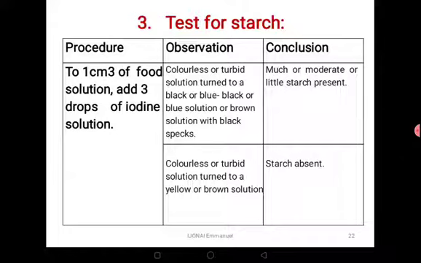I want you to rewrite these tests in your summary book. Write the test for reducing sugars, for non-reducing sugars, and for starch in your book. Write the test procedure, the possible observation, and the possible conclusions or deductions. And then you send me that summary, I would want to see. If you did that, you would be a very good student, so that when you go back to school, you will be able to conduct these experiments very successfully.